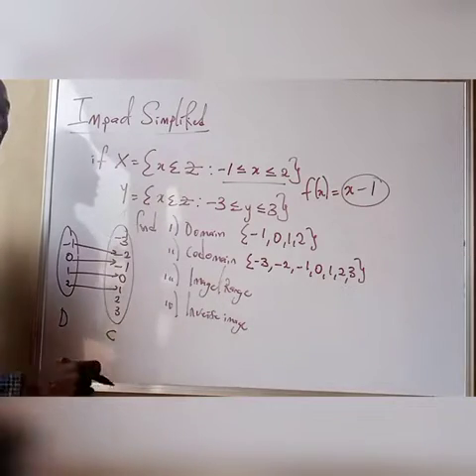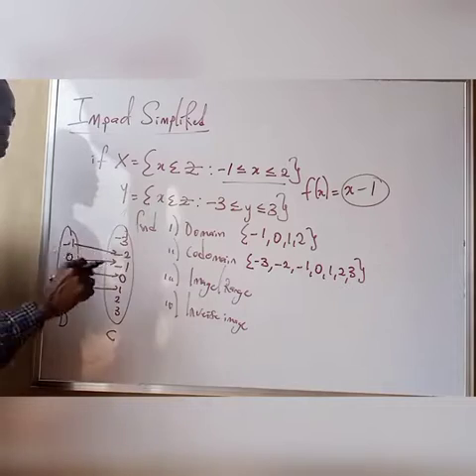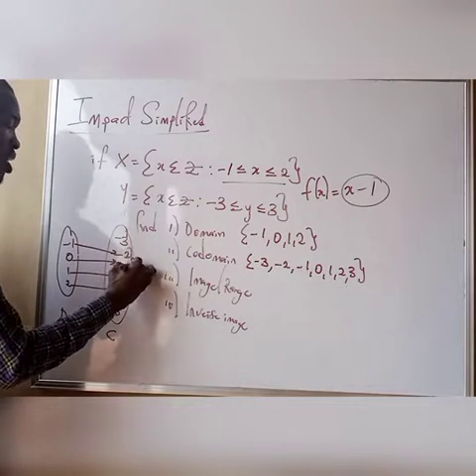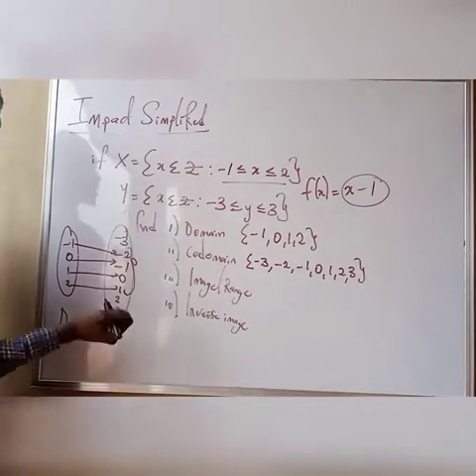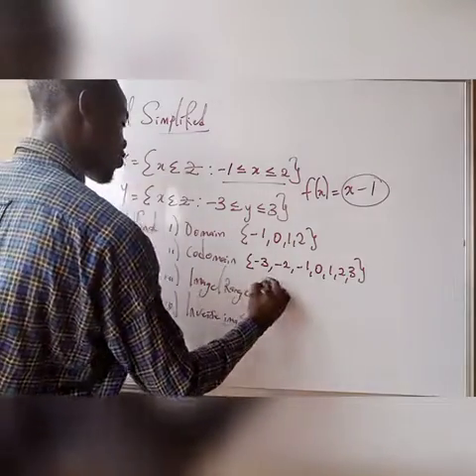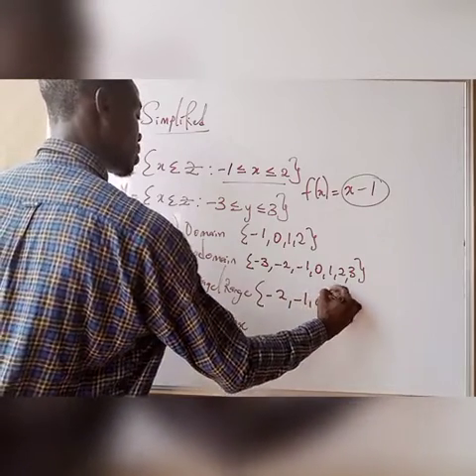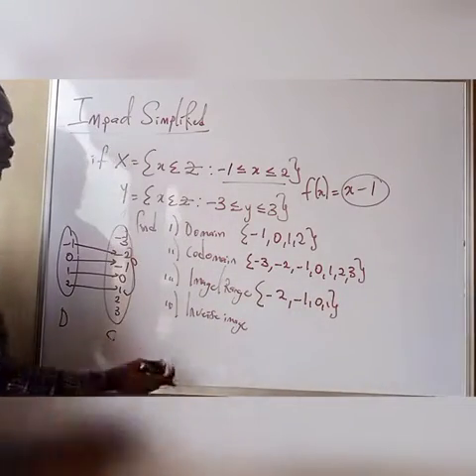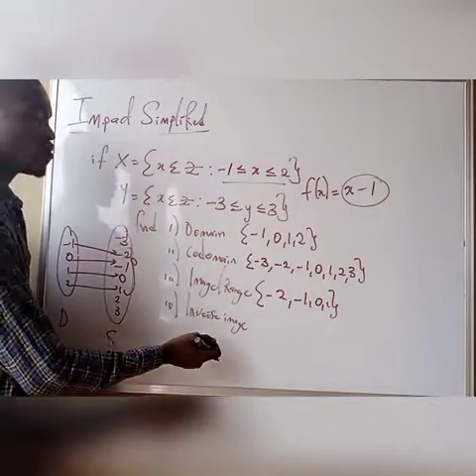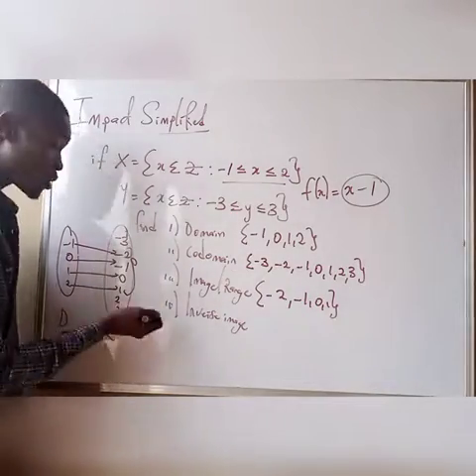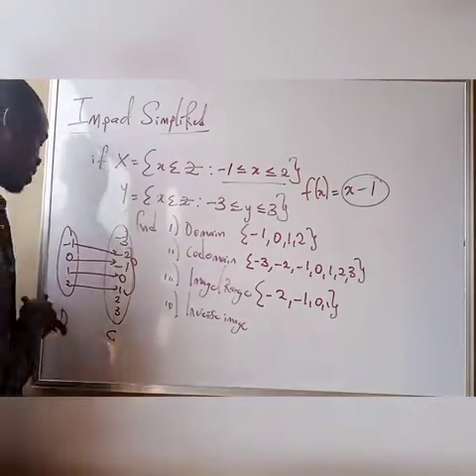Now we are looking for the image or the range. What is our image or the range here? We have said it: your image or the range are the favorable outcomes in your codomain. And what are the favorable outcomes here? That will give us minus 2, minus 1, 0, and 1. And we have talked about it. What is the meaning of inverse image? Inverse image is talking of the pre-image. And those are the favorable outcomes in the domain.